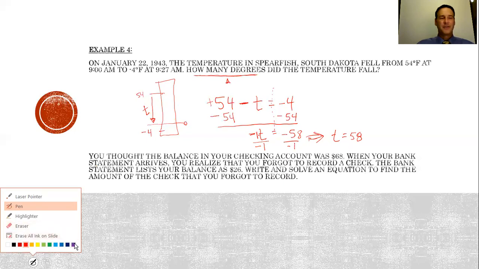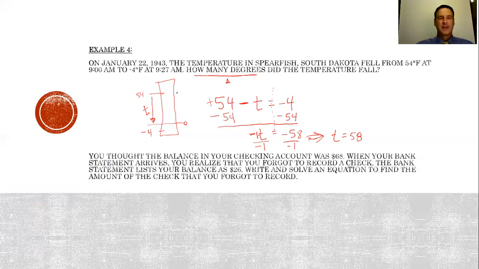This would almost make sense because if you think about this part, when we go from 54 all the way to 0, this of course represents 54 degrees. And then when you go from 0 to -4, that's another 4 degrees. So you drop 54 just to get to 0, and then you had to drop 4 more. And together that does give you 58, which is what we have right there.